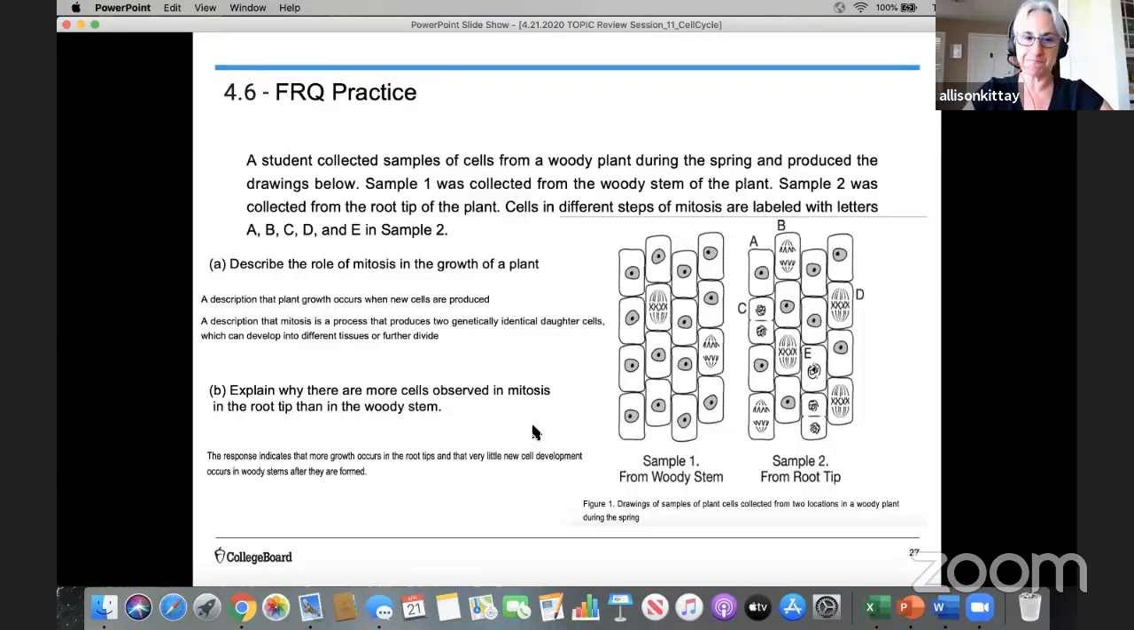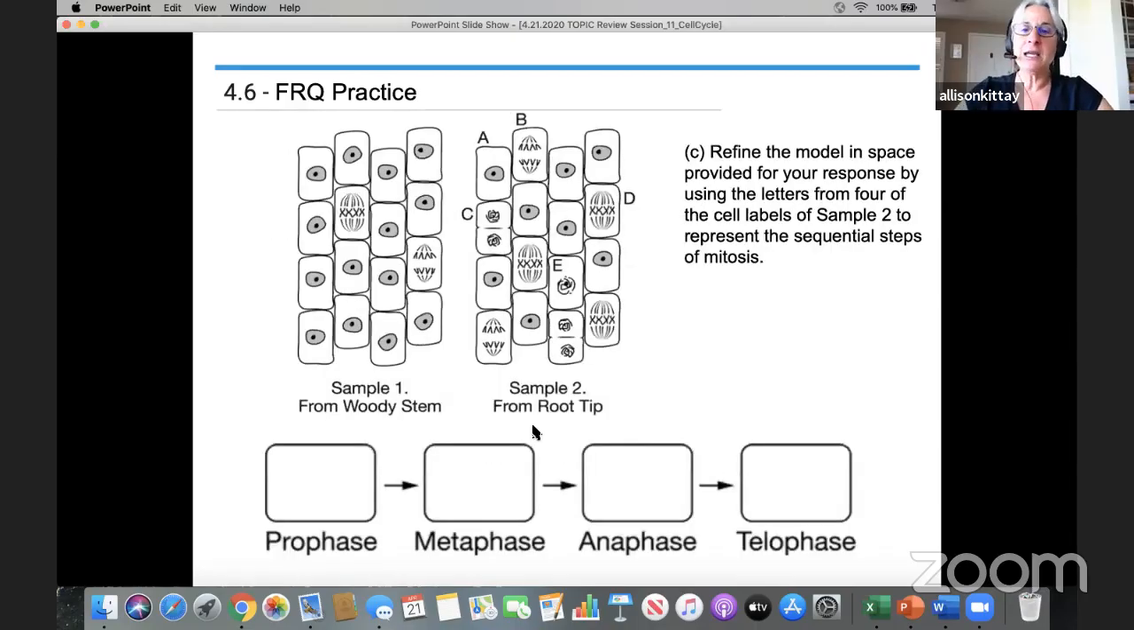Part C is asking you, and it's kind of a weird way of saying it, to refine the model in the space provided for your response by using the letters from 4 of the cell labels of sample 2 to represent the sequential steps of mitosis. All right, so you've got a model, and the model is telling you we go from prophase to metaphase to anaphase to telophase, and now you're asked to refine it by putting in pictures that represent those different stages.